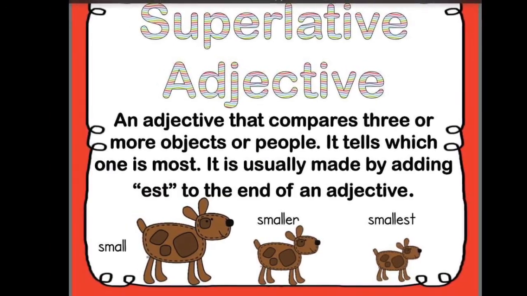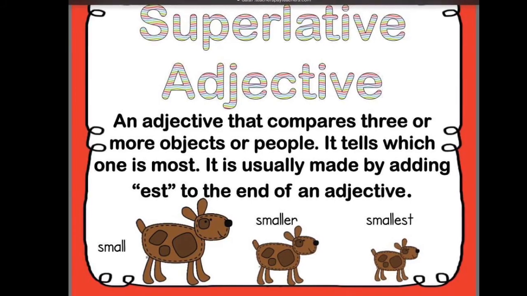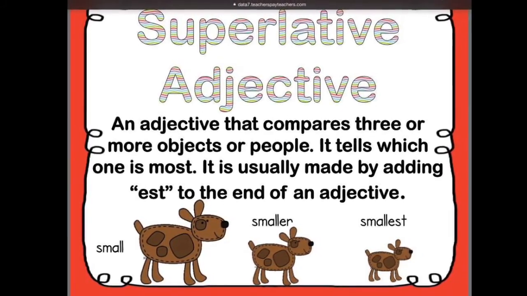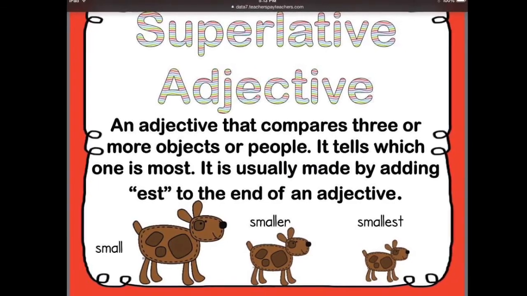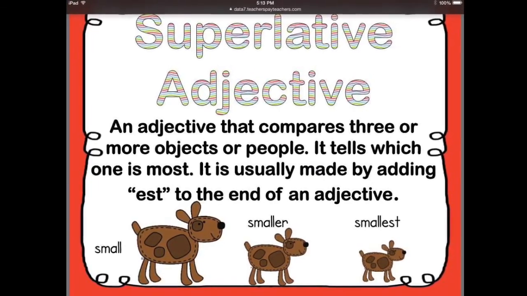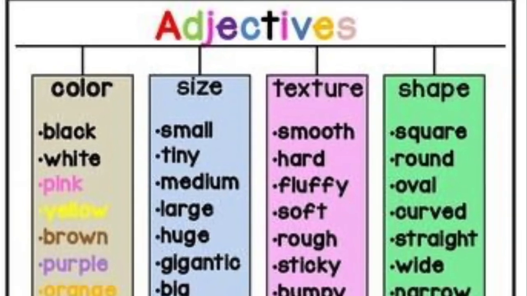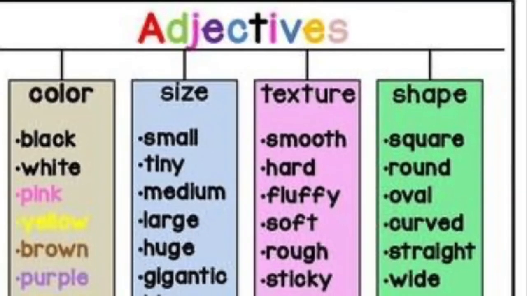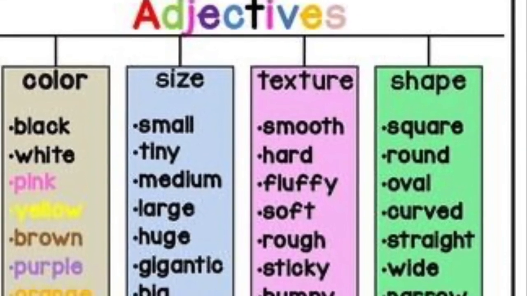So we have an example: the green tree swayed gently in the breeze. In this example, the green are adjectives telling about the noun tree, and gently is an adverb. It tells about the verb and how it swayed.